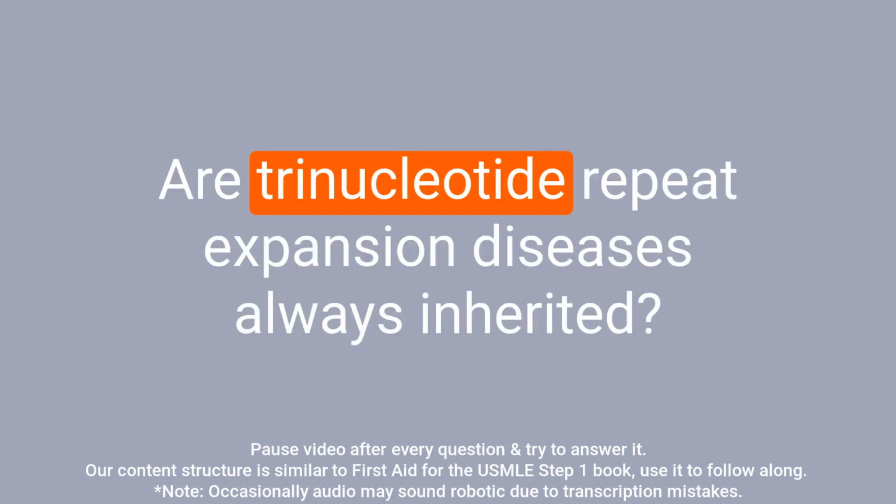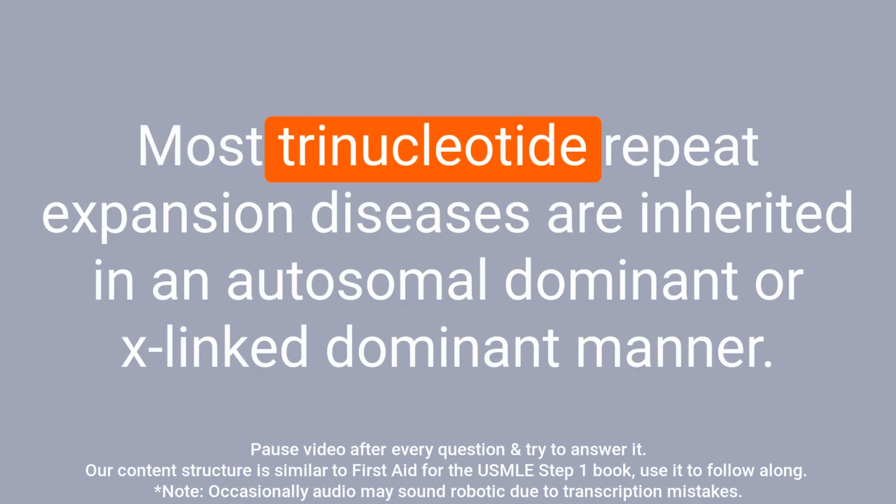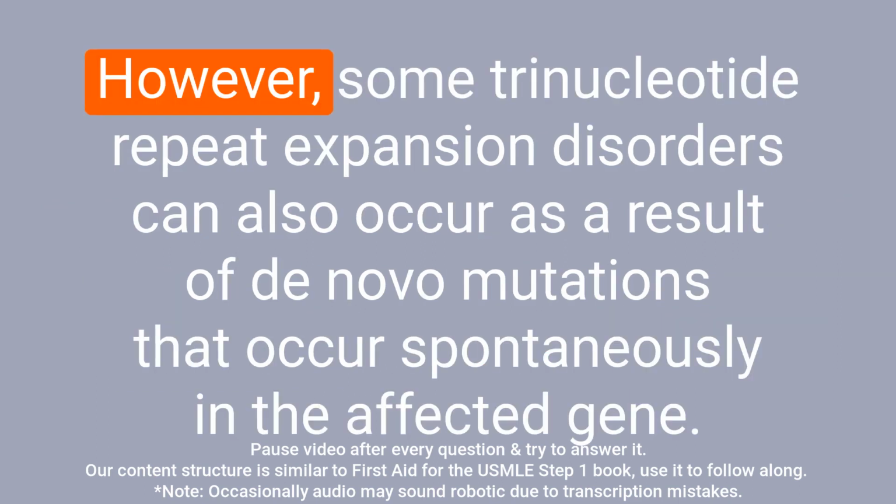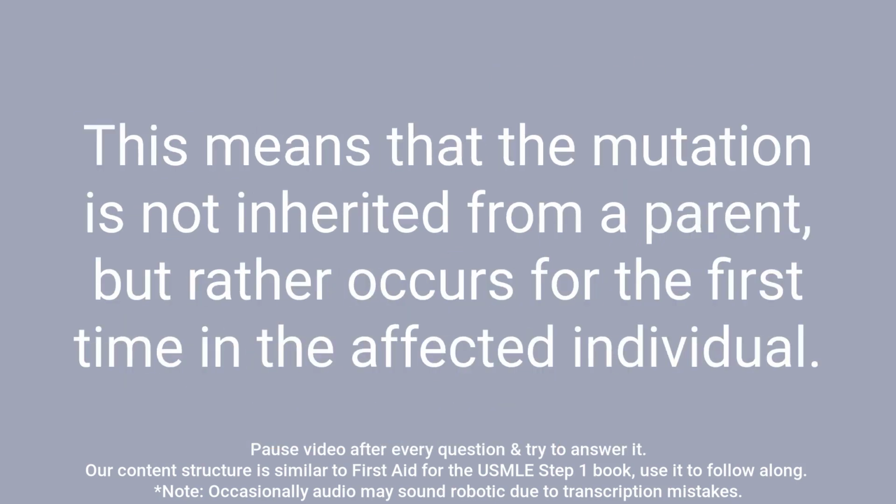Question: Are trinucleotide repeat expansion diseases always inherited? Answer: Most trinucleotide repeat expansion diseases are inherited in an autosomal dominant or X-linked dominant manner. However, some trinucleotide repeat expansion disorders can also occur as a result of de novo mutations that occur spontaneously in the affected gene. This means that the mutation is not inherited from a parent, but rather occurs for the first time in the affected individual.